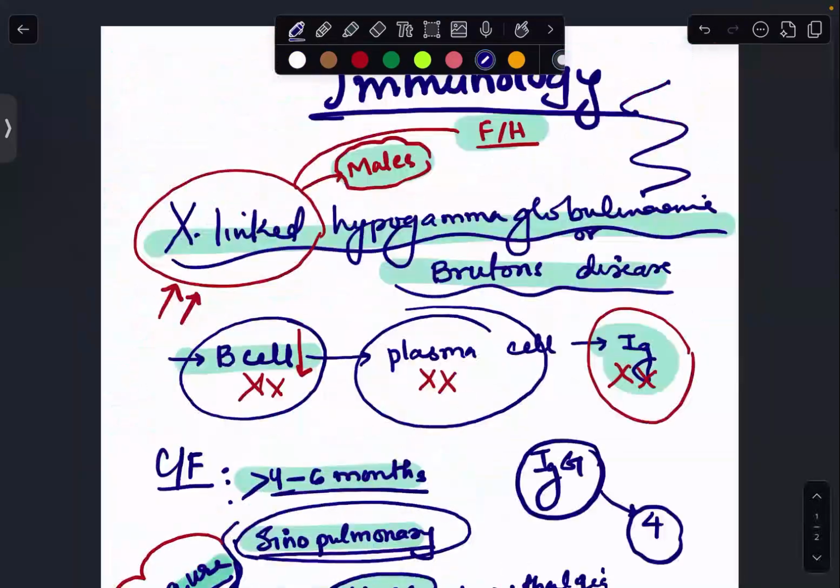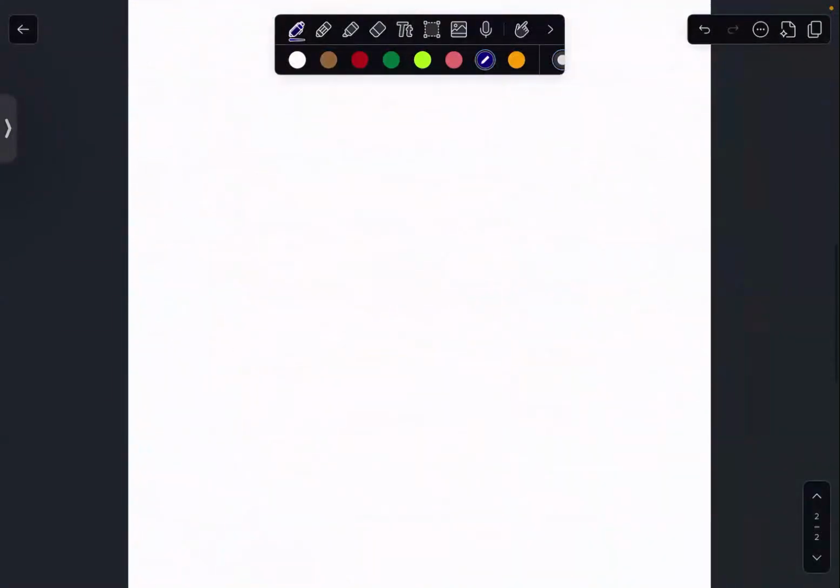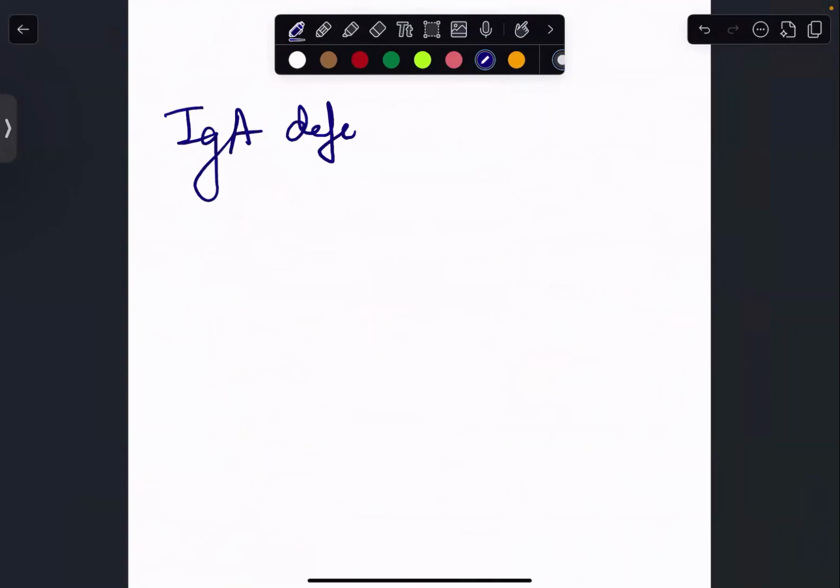Is this clear? So, X-linked hypogammaglobulinemia or Bruton's disease. Clear with this? Yes, I think this is in the recalls also, this is one of the first questions. Okay. Next, we are going to study IgA deficiency.